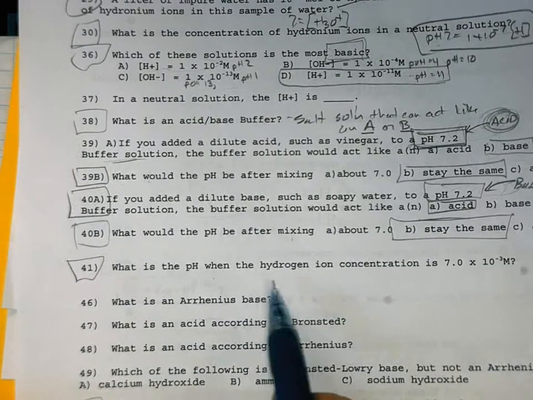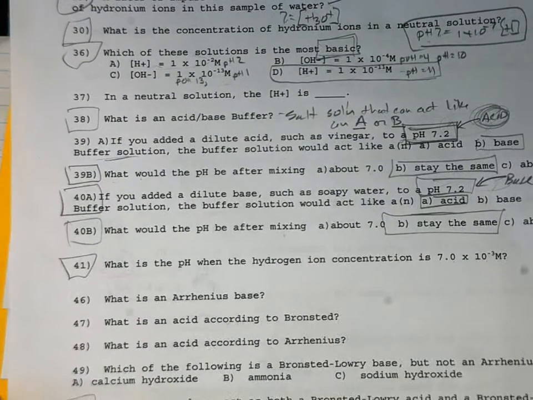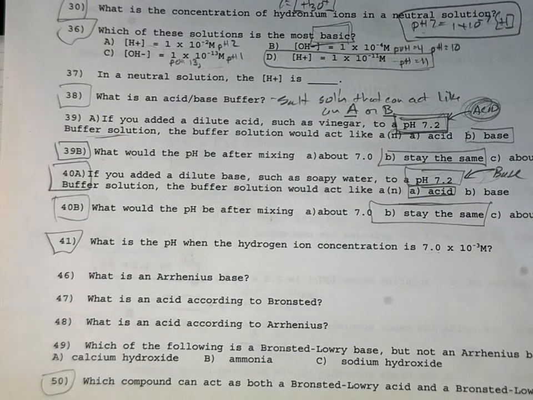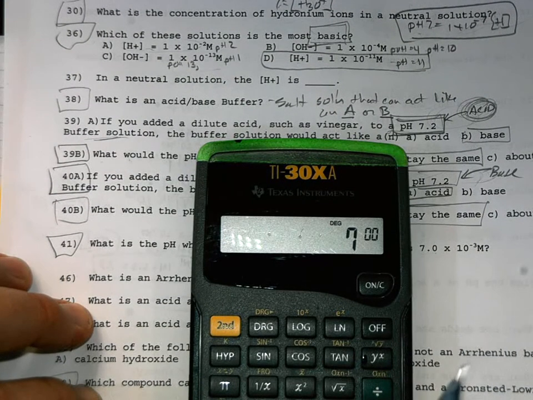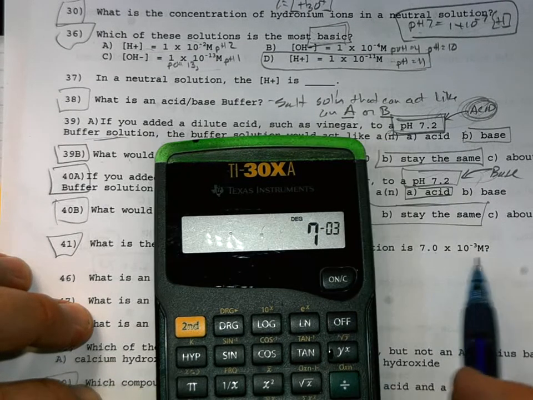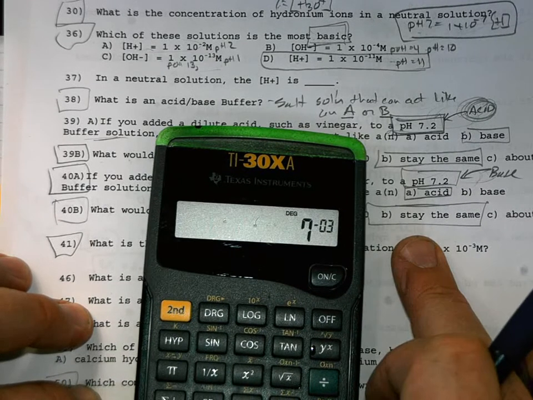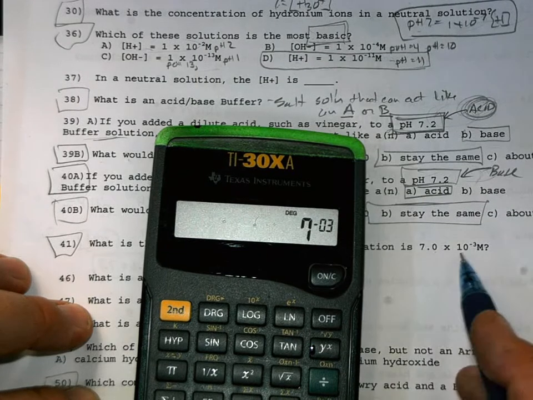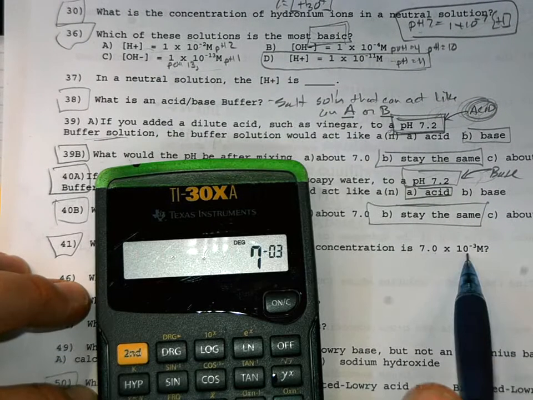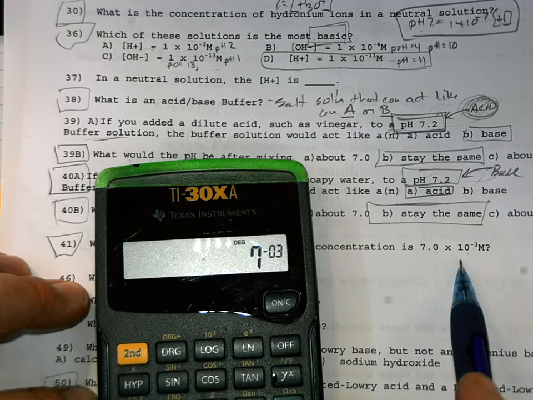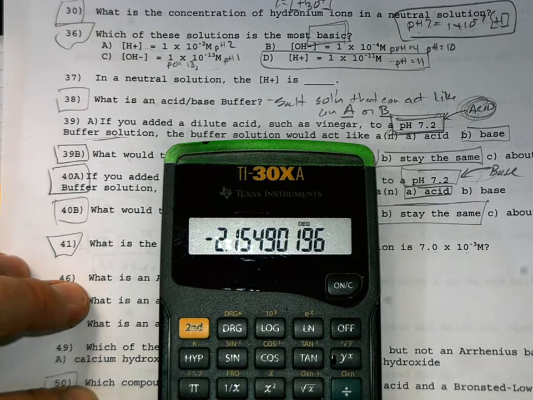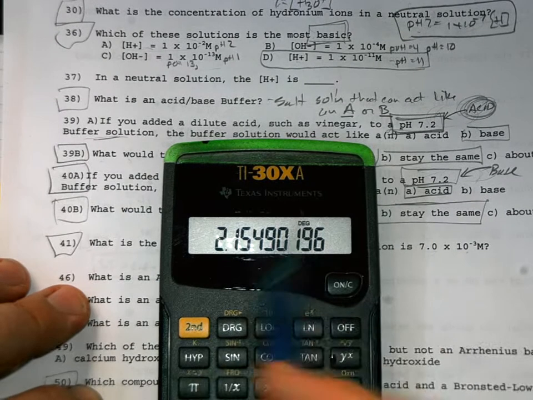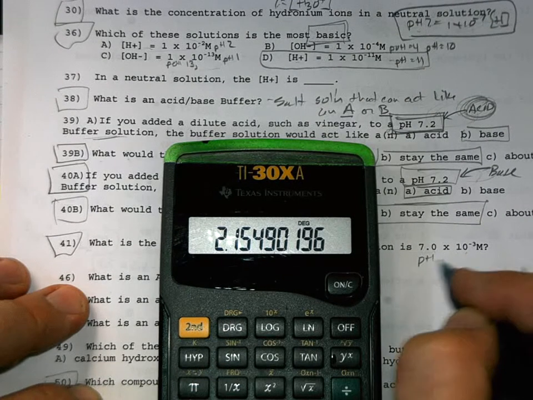41, what is the pH when the hydrogen ion concentration is 7 times 10 to the minus 3? Okay, pH, hydrogen ion concentration. There's 7 times 10 to the minus 3. And look, if it was just 1 times 10 to the minus 3, the pH would be 3. This is even more concentrated. It's going to be approaching probably a pH of 2, I'm going to guess. Let me hit the log and change it around. 2.15. Well, yeah, it did exceed a pH of 2. There's the pH equals 2.15.